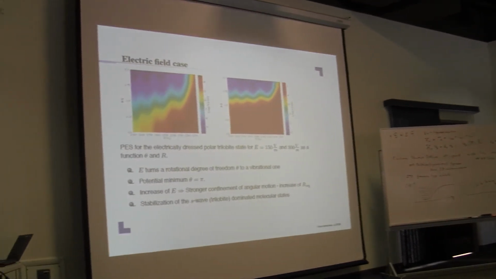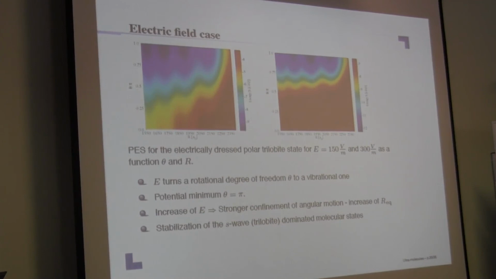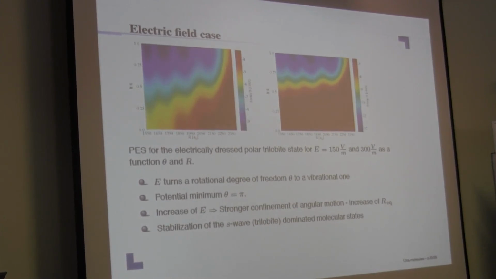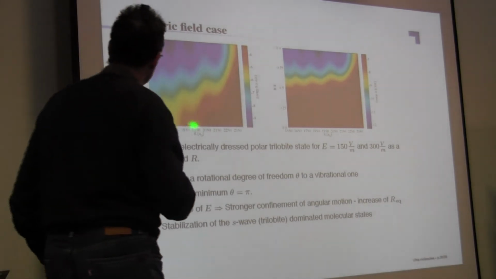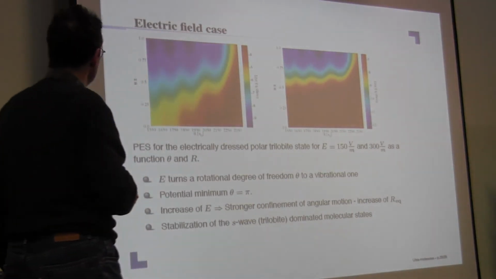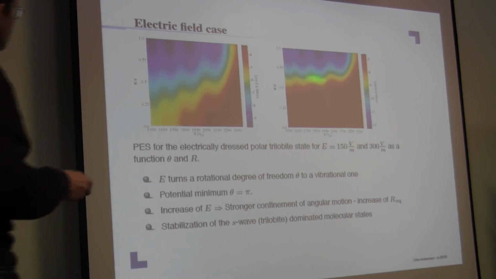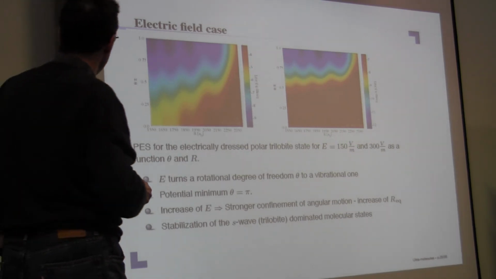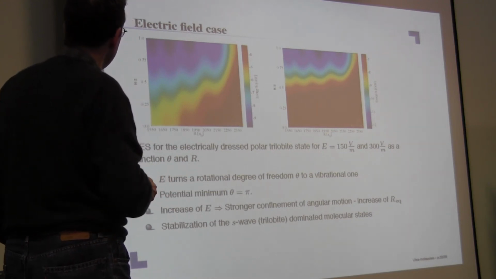This makes a difference to the normal case without field, because without field you only have a dependence of the energy on the internuclear distance. Now it's a two-dimensional potential energy surface. And these two pictures show you color plots for this potential energy surface for two different values of the electric field. The one is 150 volts per meter, and the other one 300 volts per meter. And what you can see, first, is that blue is low energies and red is high energies.